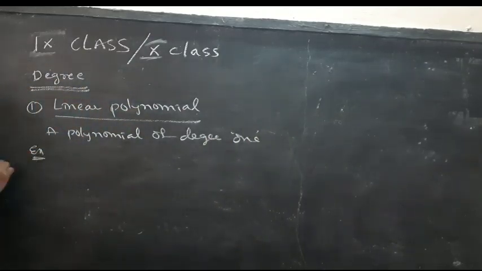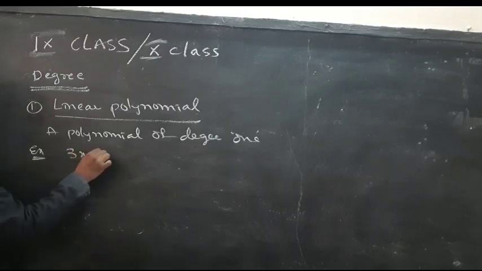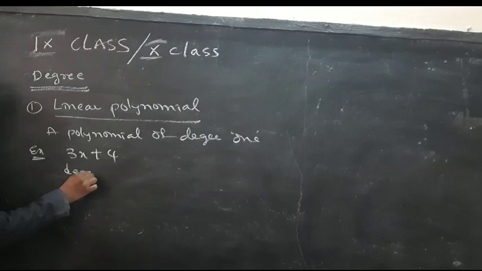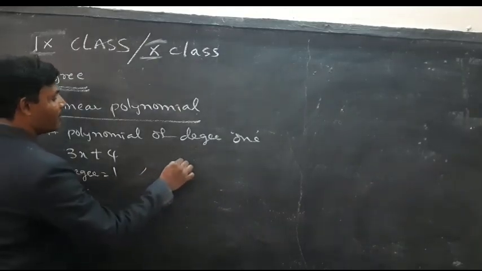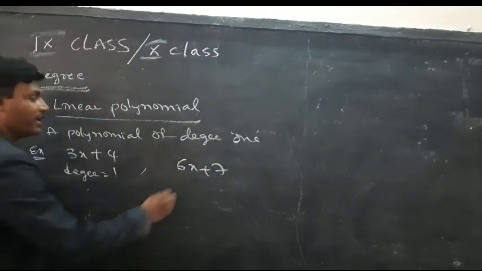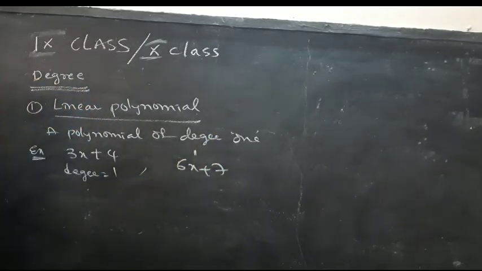Example, 3x plus 4. What is the degree of this one? 1. So a polynomial of degree 1 is called a linear polynomial. Another example, 6x plus 7. Here also the degree of this polynomial is 1. So it is also an example of a linear polynomial.